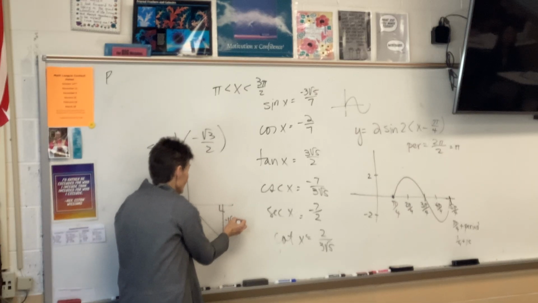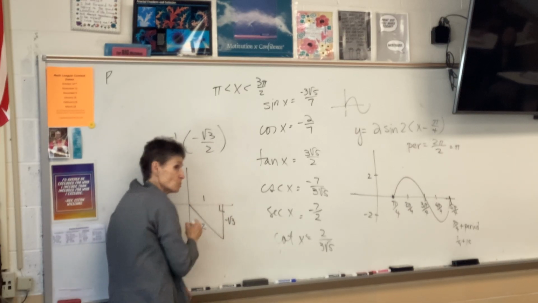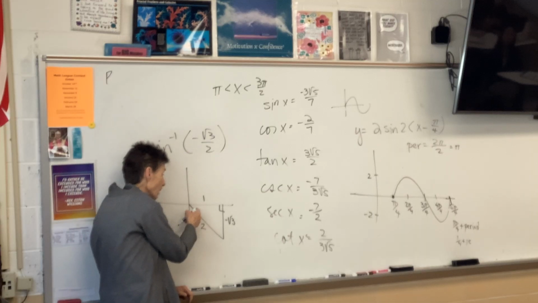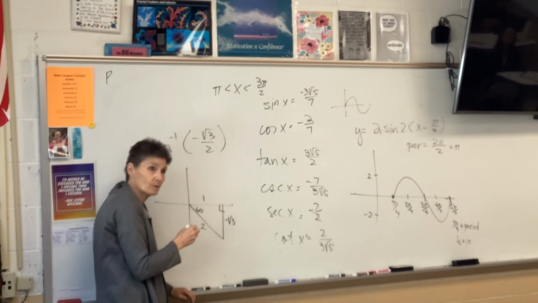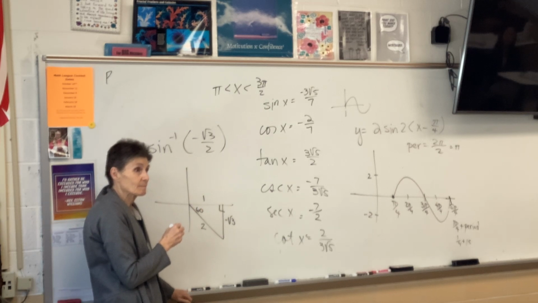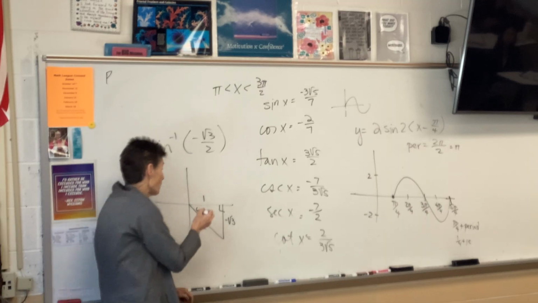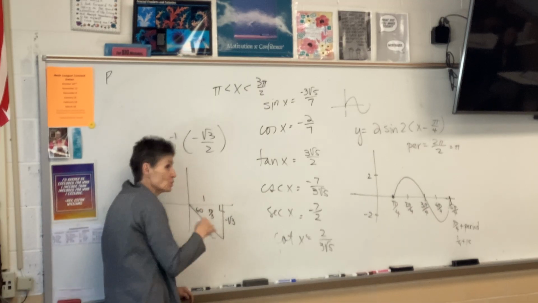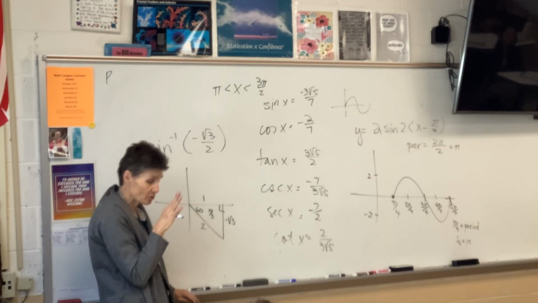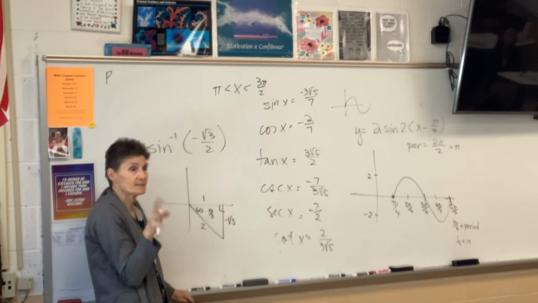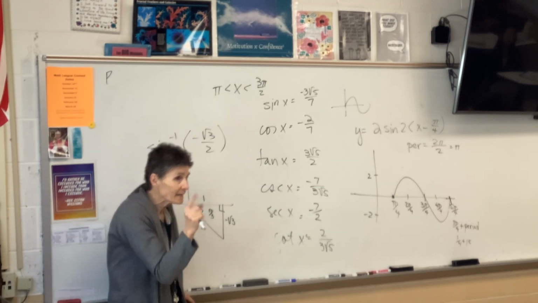This is root 3, this is 2, this is 1. Can you tell me about that angle right there? That angle is a 60. Do you agree with that? Now, it's also pi over 3. There are no directions here to tell me which way to do it, so it's one or the other. 60 or pi over 3. But that cannot be the answer.